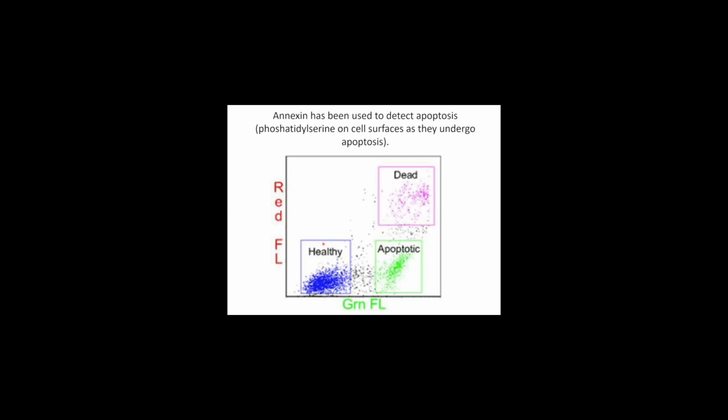So here we have the healthy population. Here are the cells that have the phosphatidylserine on it. These are the cells that are dying as well. And so we use annexin as a means of being able to measure these apoptotic cells, radiolabeled or fluorescently labeled annexin.